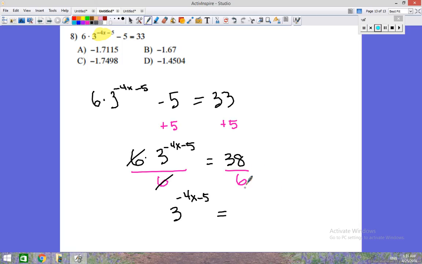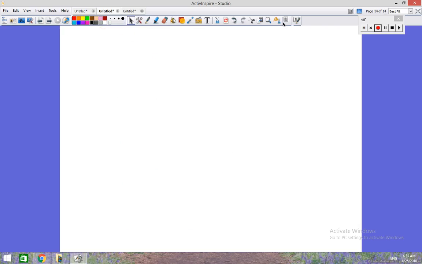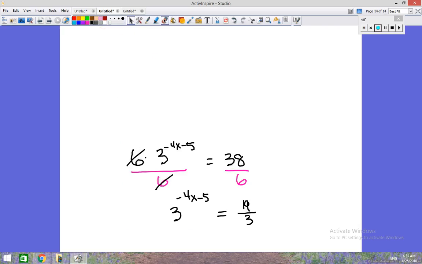Both of these are even numbers. So therefore we can divide each by 2. Half of 38 is 19. Half of 6 is 3. You don't have to do that. You can let the calculator do that work if you want, but I can't resist simplifying my fractions. Boy, it's not going to let me pick that whole thing. All right.